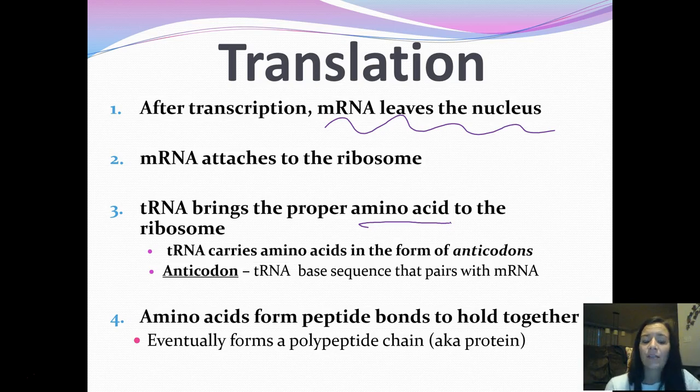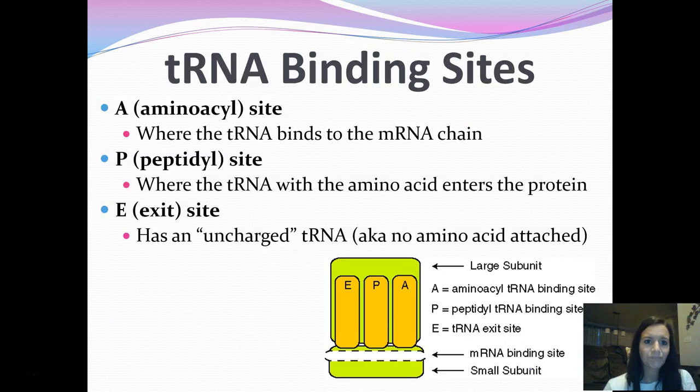It carries these in the form of anticodons, so they're going to pair with the correct codon. And those amino acids form peptide bonds, and they're held together, and they eventually form something called a polypeptide chain or a protein. There's also some tRNA binding sites that you need to be aware of. So there's the A, the P, and the E site. And it's kind of different than what you would expect.